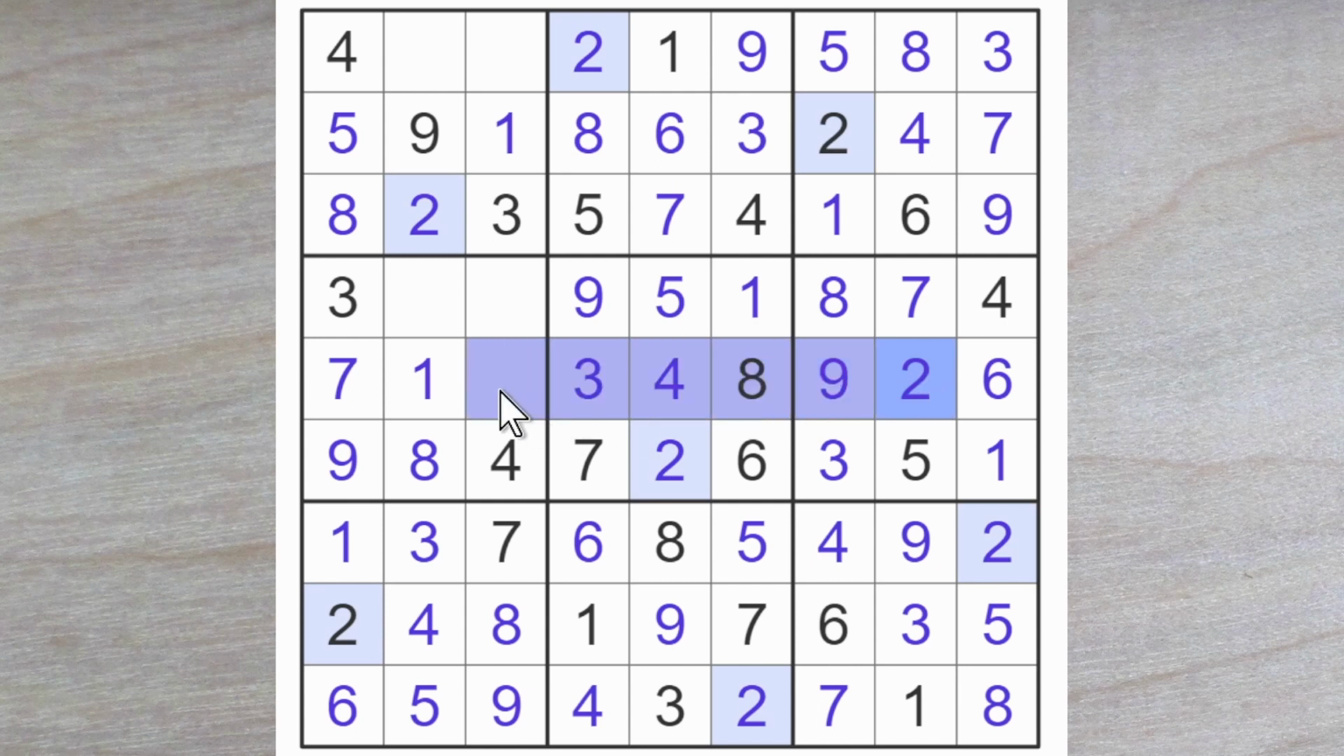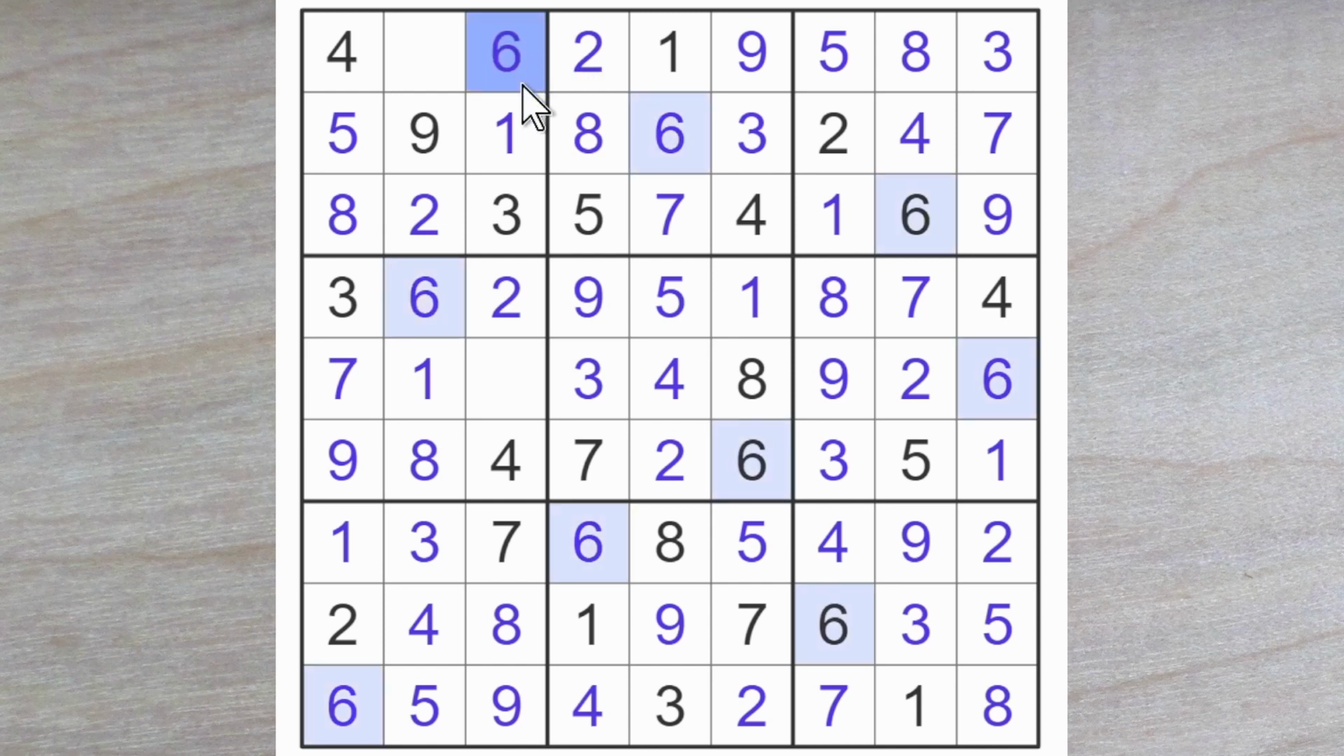There's a 2 here and a 2 here blocking, so here must be a 2, and this square must be a what? A 6, making this a 6, by the way, and therefore this square up here must be a 7. This square, that's the last square, must be a 5.